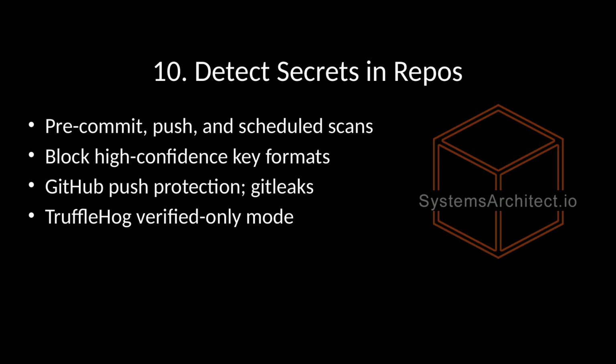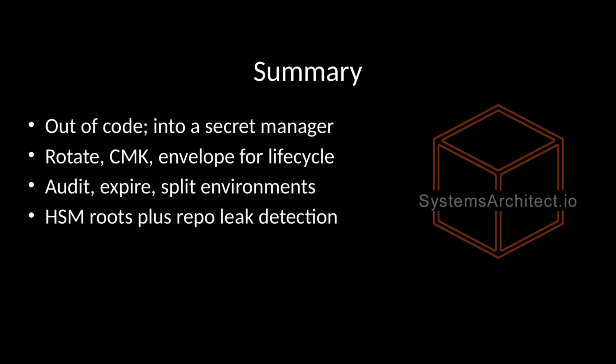10th, detect secrets in repos. Scan pre-commit, on push, and on a schedule, so accidental commits never become long-lived credentials. Block merges on high-confidence hits, AWS keys, service account JSON, private keys, and flag fuzzy password patterns for review without drowning the team in noise. GitHub secret scanning with push protection, gitleaks, and TruffleHog verified mode cover history and live credential checks.